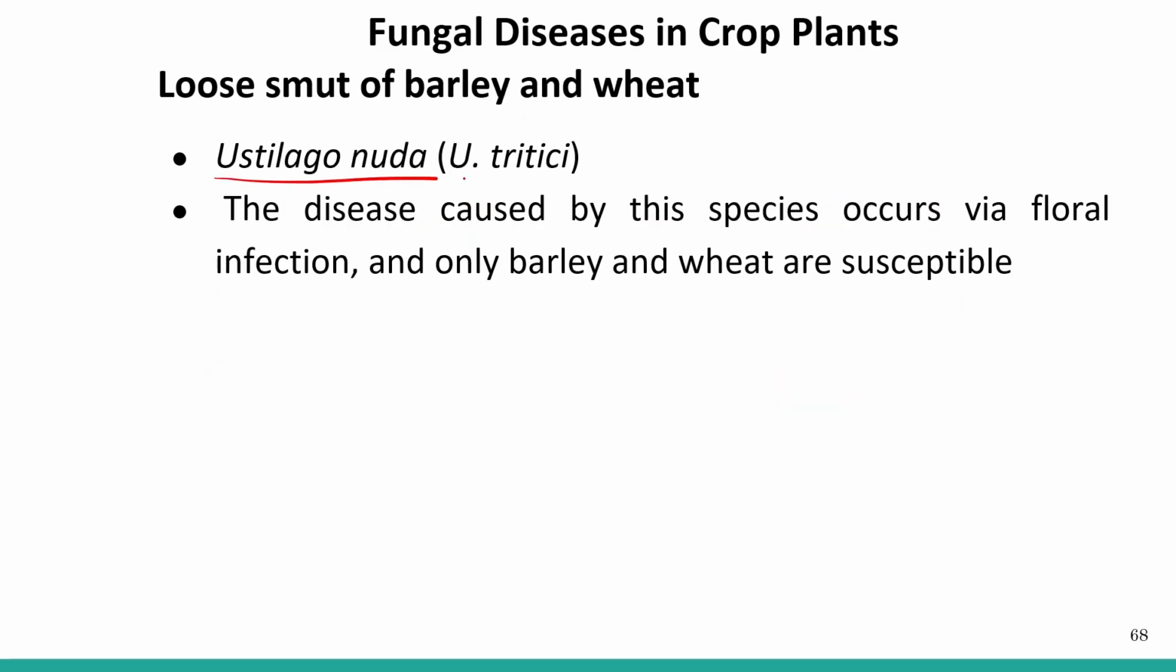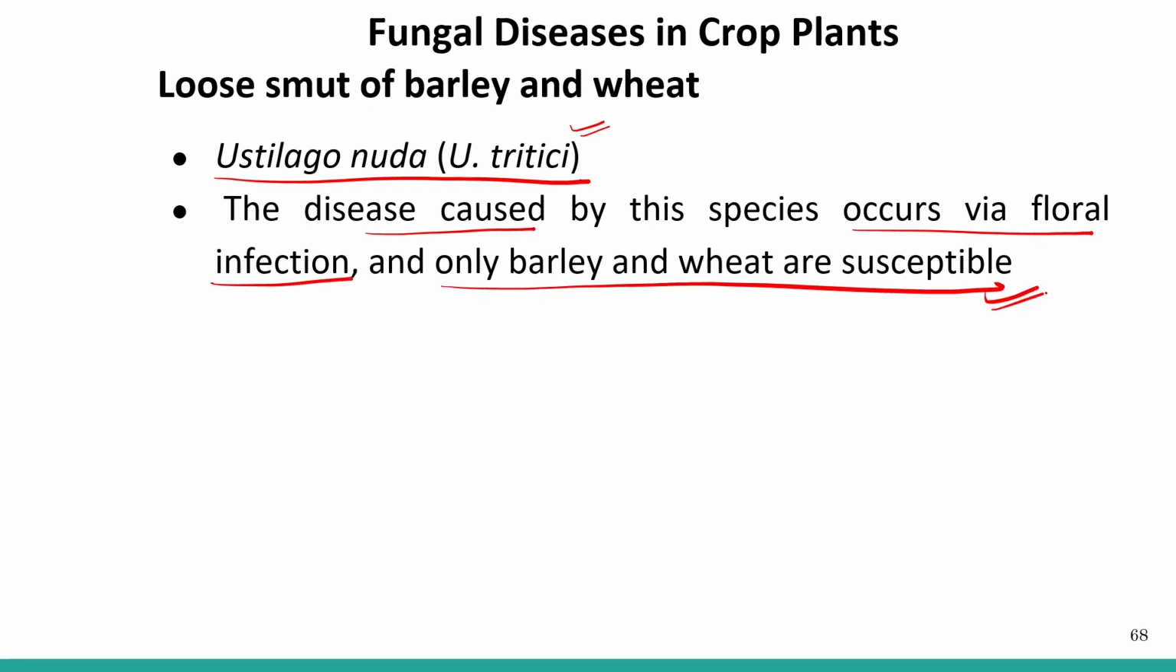Ustilago nuda and Ustilago tritici. The disease caused by these species occurs via floral infection, and only barley and wheat are susceptible. Susceptible means they get easily infected. So the loose smut of barley and wheat: Ustilago nuda infects barley, and Ustilago tritici infects wheat.